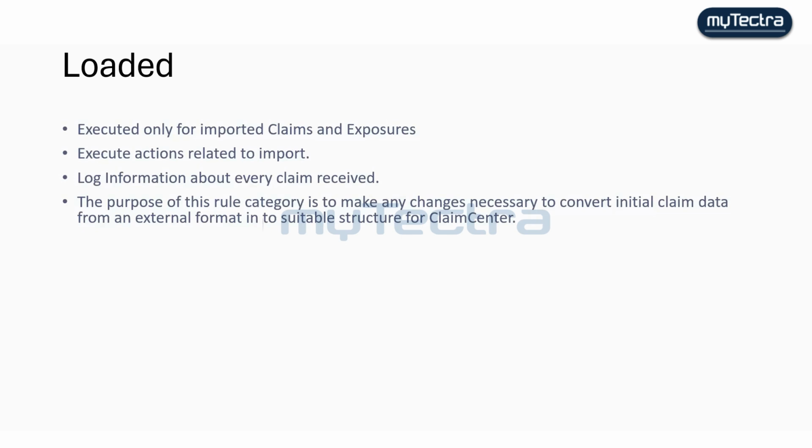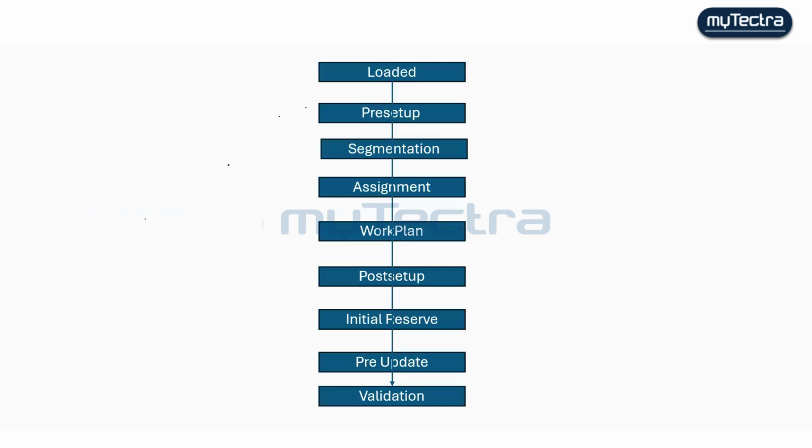The purpose of this rule category is to make any changes necessary to convert initial claim data from an external format into a suitable structure for ClaimCenter. This is important, okay? Loaded. Next one comes pre-setup, right? In pre-setup, what will you do?